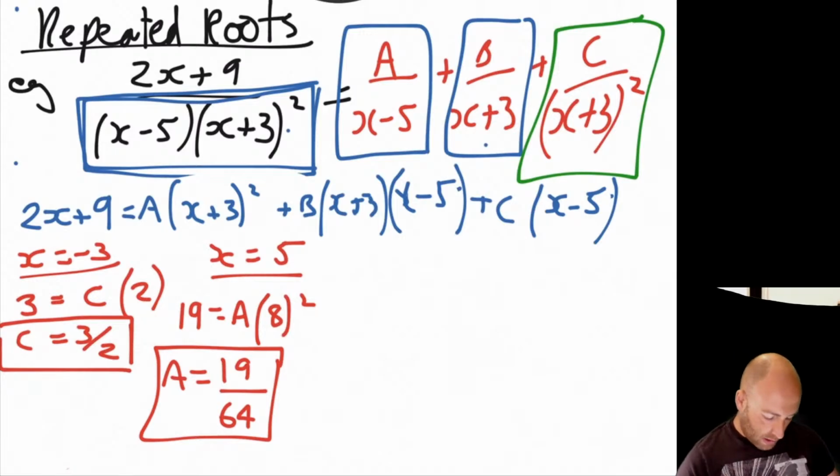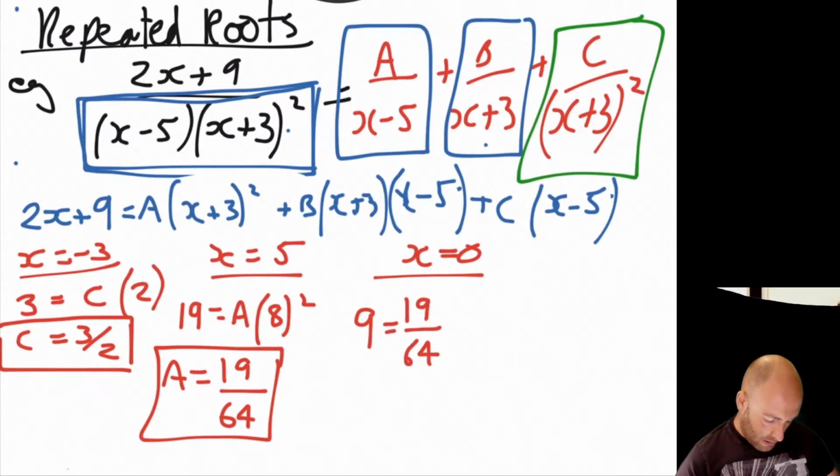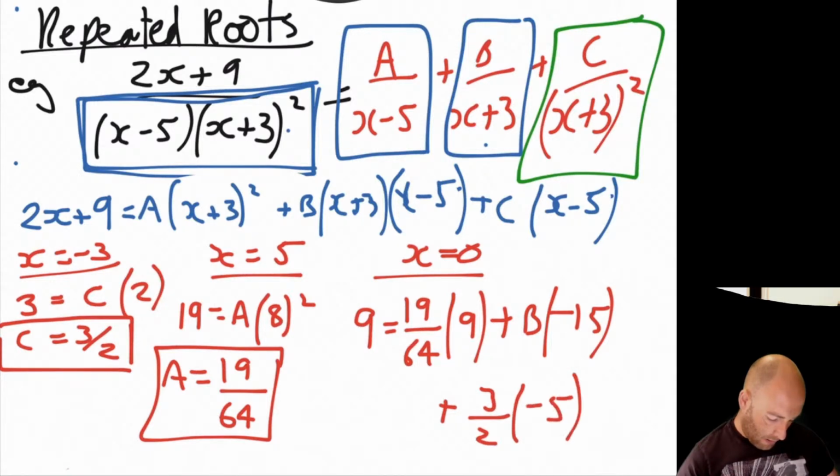And lastly, we're going to put in x equals 0. You could choose anything, 0 is a nice easy one though. So we're going to get 9 equals 19 over 64, which is a, times by 9, plus b times by 3 times minus 5, which is going to be minus 15, plus 3 over 2 times minus 5. So I'm putting in a and c and x equals 0. Right, we can probably just do it on the calculator. So 9 equals 19 over 64 times 9. This one's going to be horrible. Is this right?